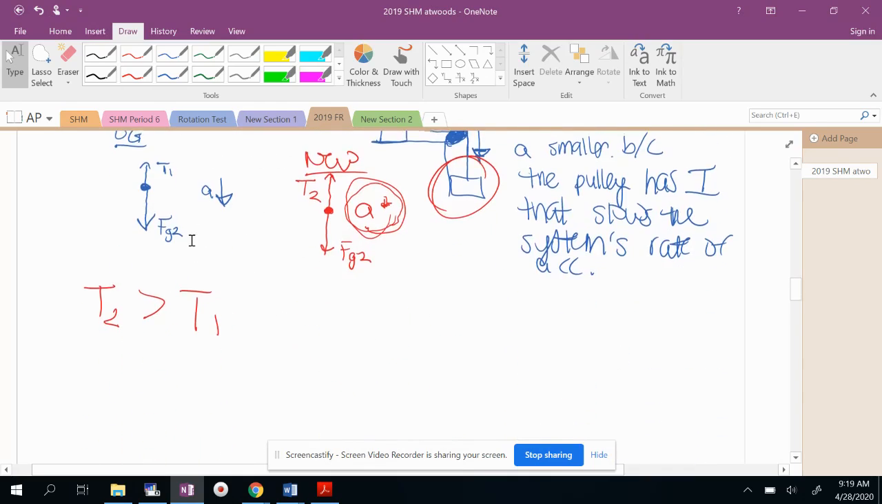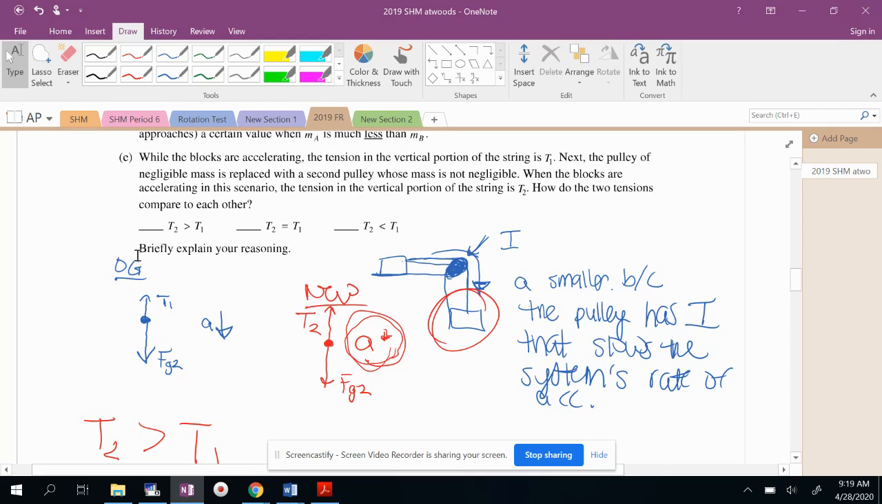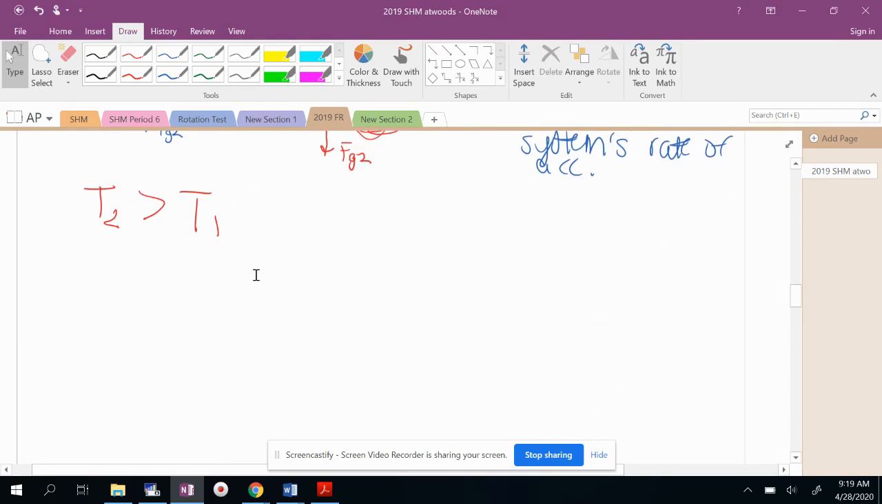And that's my reasoning. You guys can put that in words on your own, but conceptually, that's what I am thinking for this one. All right.